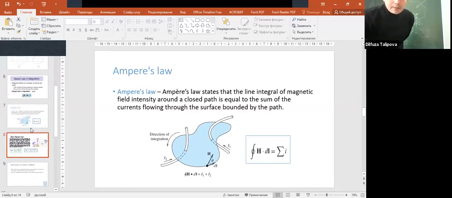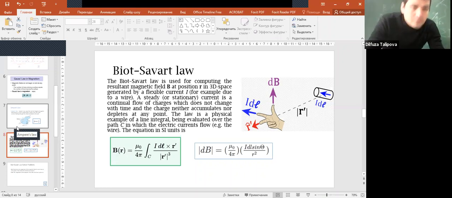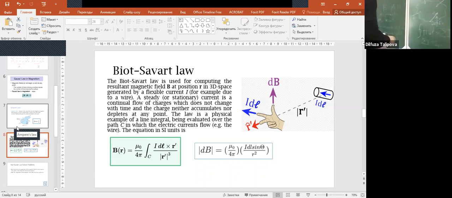Okay, and now the last one is the Biot-Savart law. Ampere's law is not the last one, okay? So what is the Biot-Savart law?